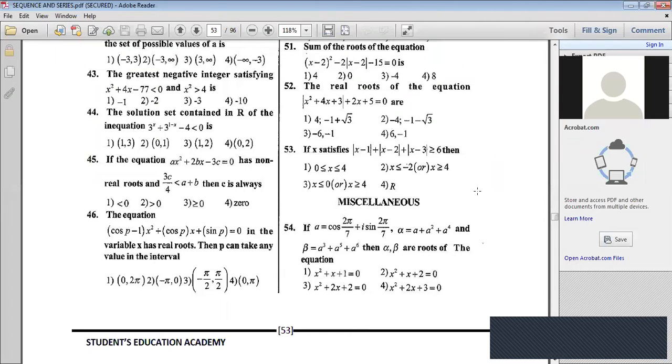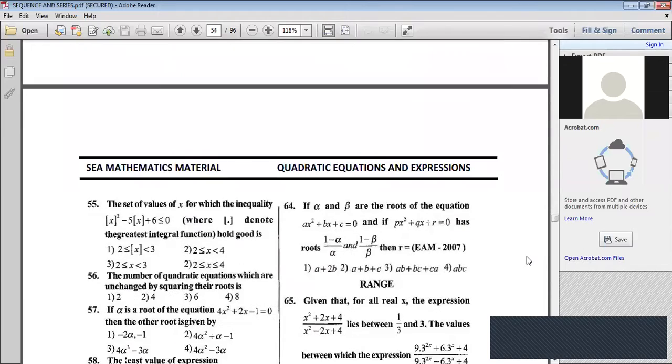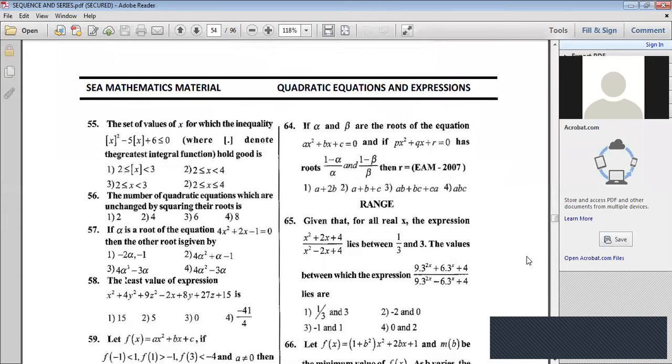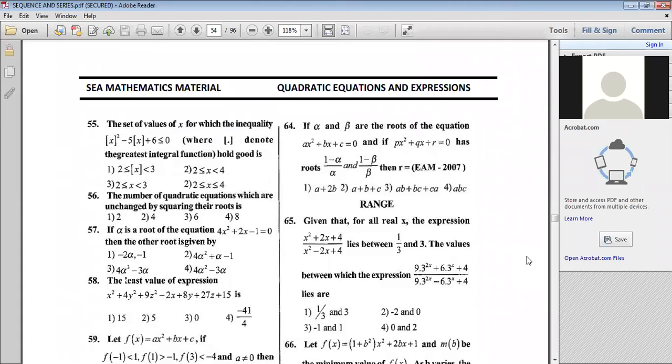54th problem, that is the problem from the complex numbers concept. At this stage, we can't understand that, so leave that problem. Now look at the 55. There is an integral part of the x, the inequations based on that. Let's observe this problem. 55.